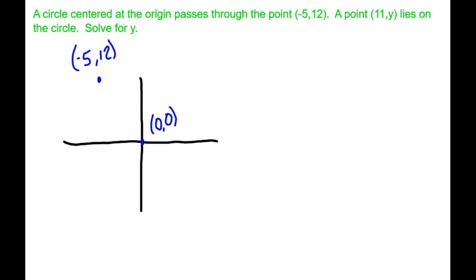So for the first example, we have a circle centered at the origin that passes through the point -5, 12. A point 11, y lies on the circle. We want to solve for y.